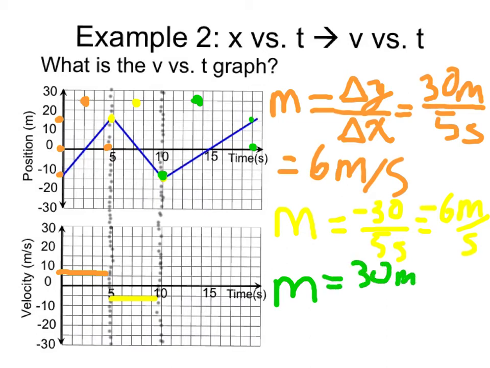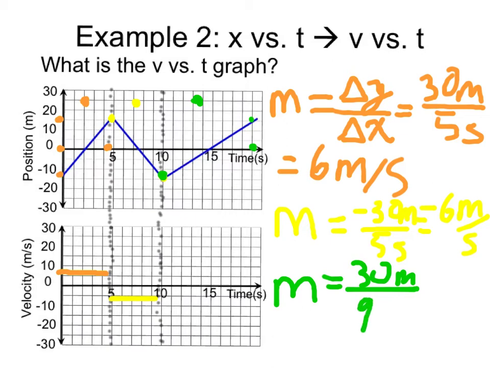Oh, I didn't put my units in the yellow one. Uh-oh. Units are so important. I'm going to stop and do that. So that was a 30 meters. And if you do that, I will take off a point. Dropping units, -1.